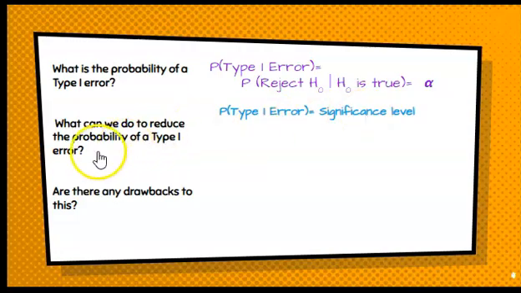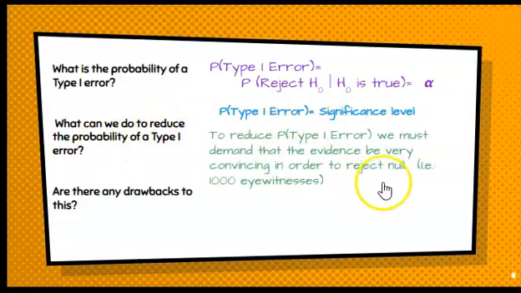So what can we do to reduce the probability of a type 1 error? Well, if we want to reduce that, we must demand that the evidence be very, very convincing in order to reject the null. Okay? So for instance, if I'm doing a murder trial, that would require, I want serious evidence. So I require 1,000 eyewitnesses to this murder before I can find someone guilty. That's pretty strict, but it would reduce your type 1 error quite a bit if you made your conditions very strict, meaning you made your significance level very small.